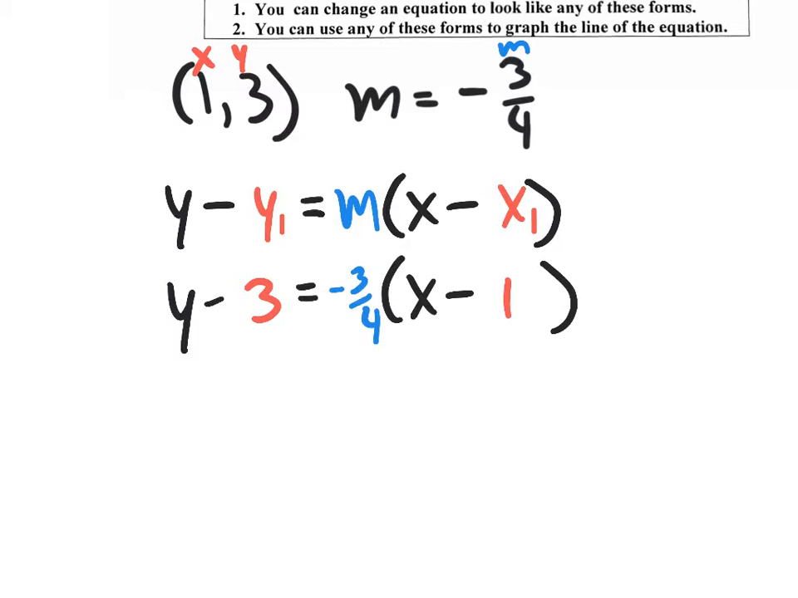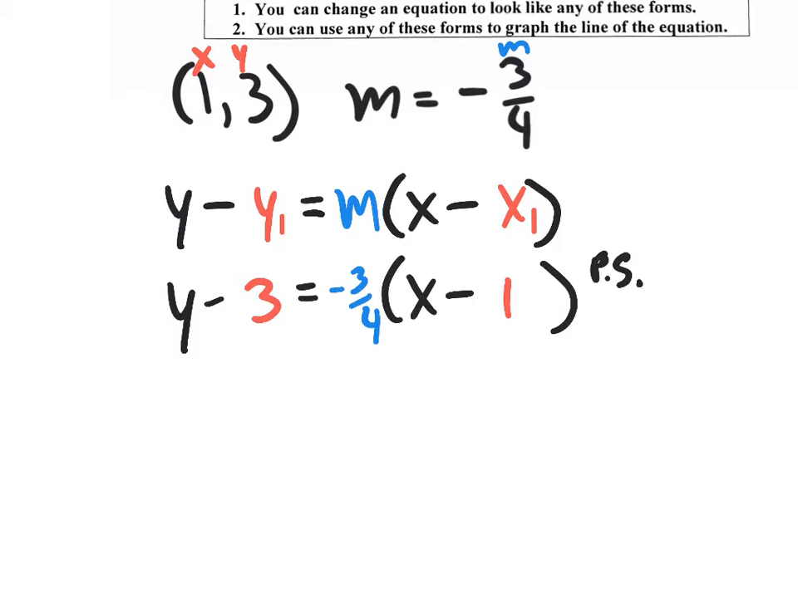But let's say they told you to write it in all three forms, right? So this would be your point slope. I'll put a PS right next to it. Now let's say they wanted us to change it to slope intercept. Slope intercept does not have parentheses. So what would I do to get rid of those parentheses? Multiply the negative 3/4 to the inside of the parentheses.